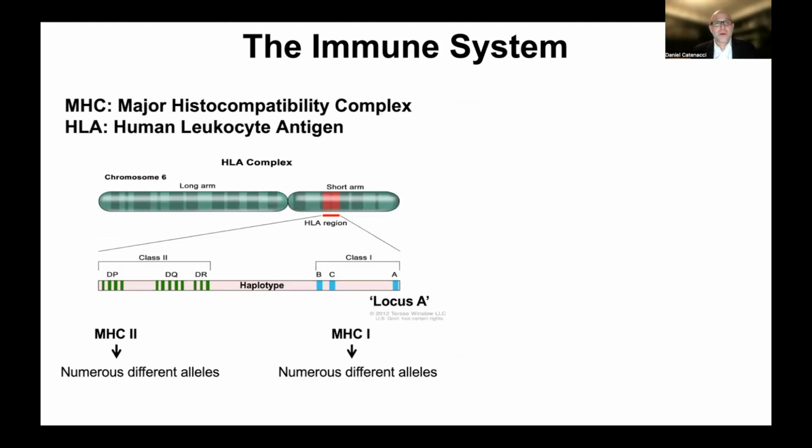So a little bit more about the MHC complex. This MHC is also known as the human leukocyte antigen. And this is on chromosome 6 in the short arm of the chromosome. And remember, we have two copies of chromosome 6, one from mom and one from dad. So you have two regions. And on one of the copies, you'll see where the class 1 genes are, and then the MHC class 2 genes.